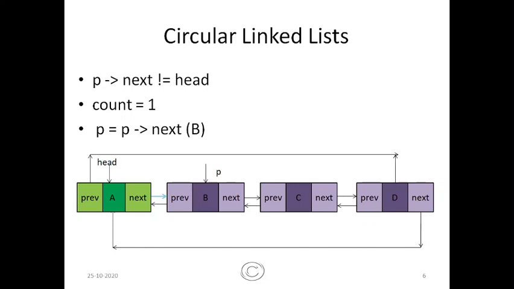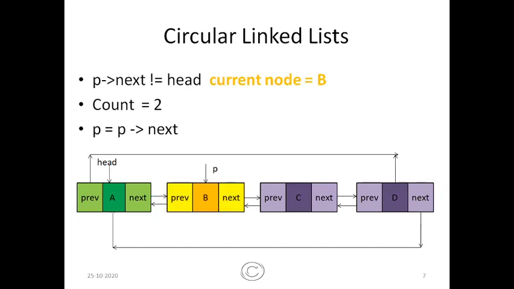Now the aqua blue arrow shows that we are moving in the forward direction using the next pointer. Now p is at B and we check here: p next is not equal to head, so B's next is C. So the while condition is satisfied, count will be incremented to 2, and p equals p next, so p will jump to C's address.